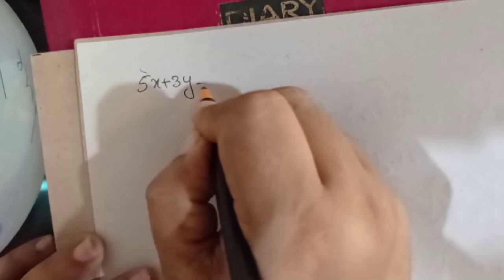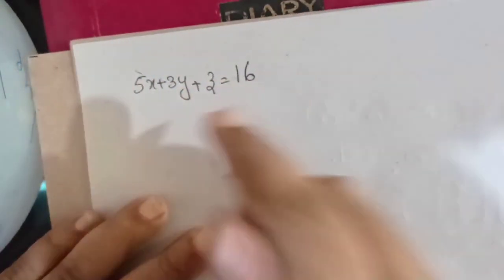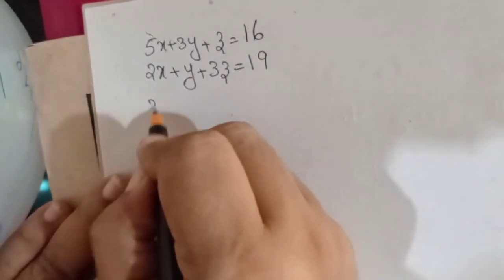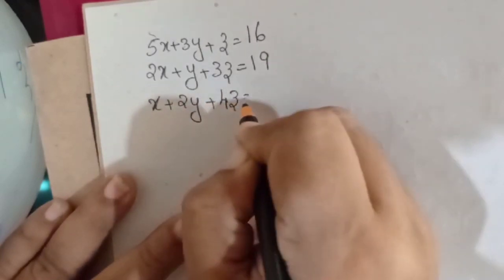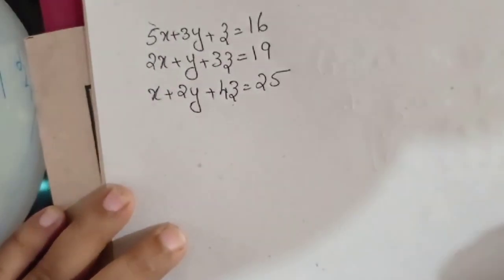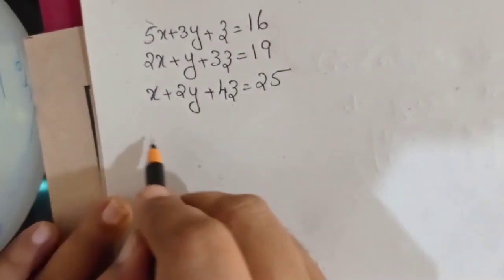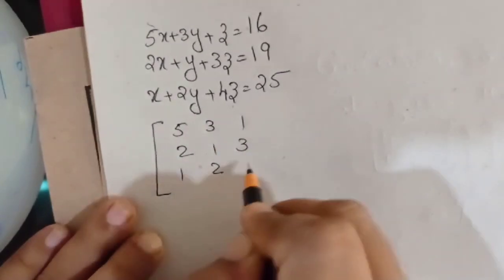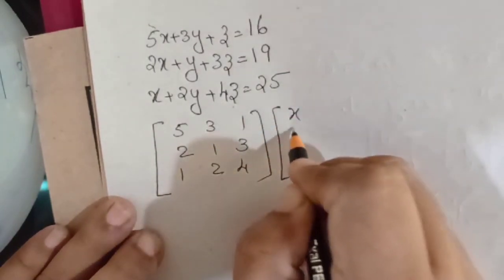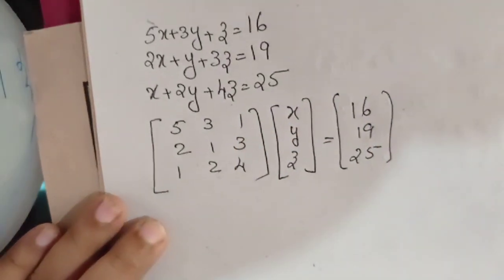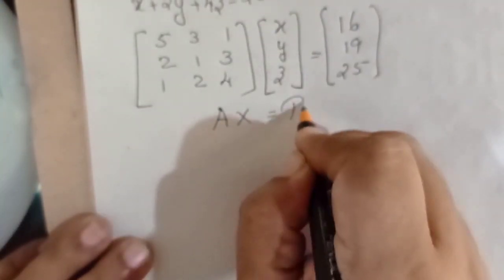Solve, right? 5x plus 3y plus z equal to 16. Second equation, 2x plus y plus 3z equal to 19. x plus 2y plus 4z equal to 25. These are the three equations. Three equations, therefore three unknowns. Okay, write that in the form AX equal to B. First, you have to write the coefficients of x, y: 5, 3, 1, 2, 1, 3, 1, 2, 4. Agree? Into three variables x, y, z equal to 16, 19, 25. Therefore, below you can write capital AX equal to B.